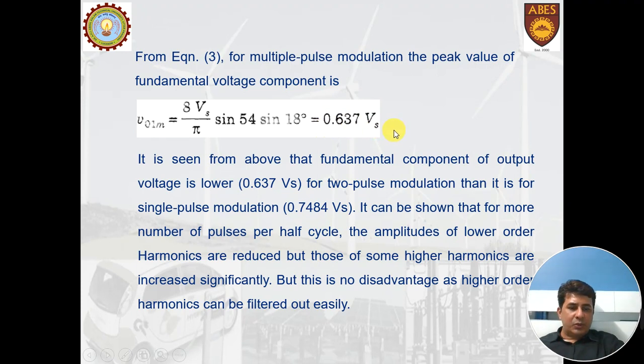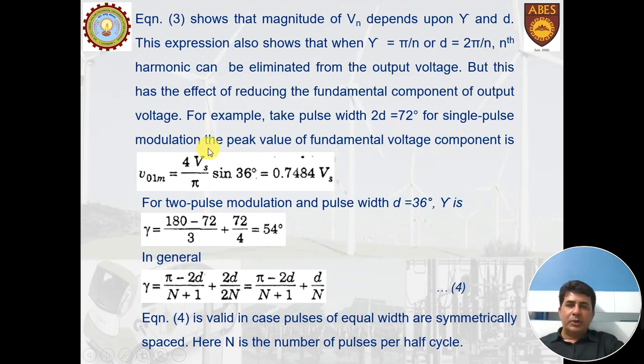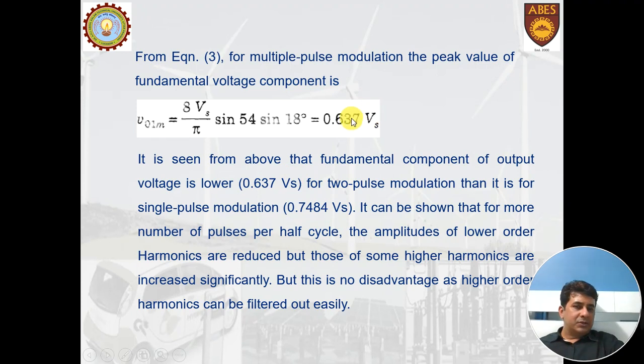Now if you compare this voltage with the single pulse modulated voltage, you will find that the single pulse modulated voltage is more. Single pulse modulated voltage has a better magnitude compared to this voltage. So basically, by going for multiple pulse modulation, the output voltage is reduced. By this analysis, we can say that the fundamental component of the output voltage is lower for two pulse modulation compared to single pulse modulation.